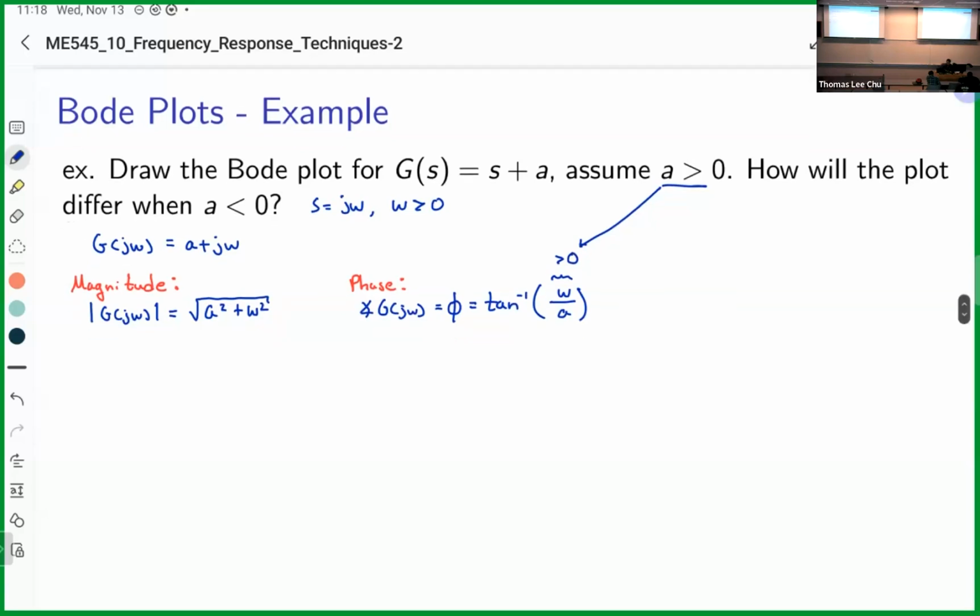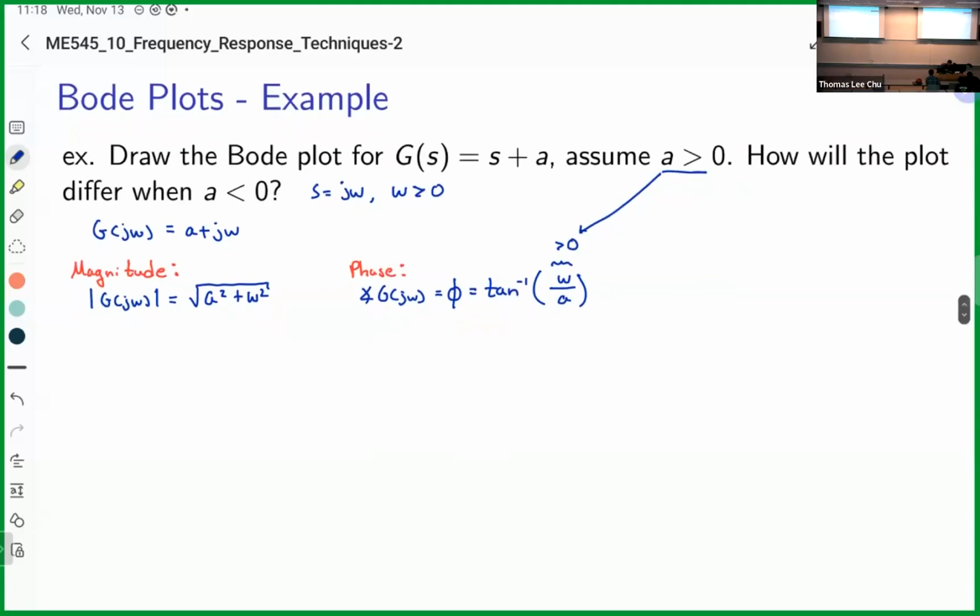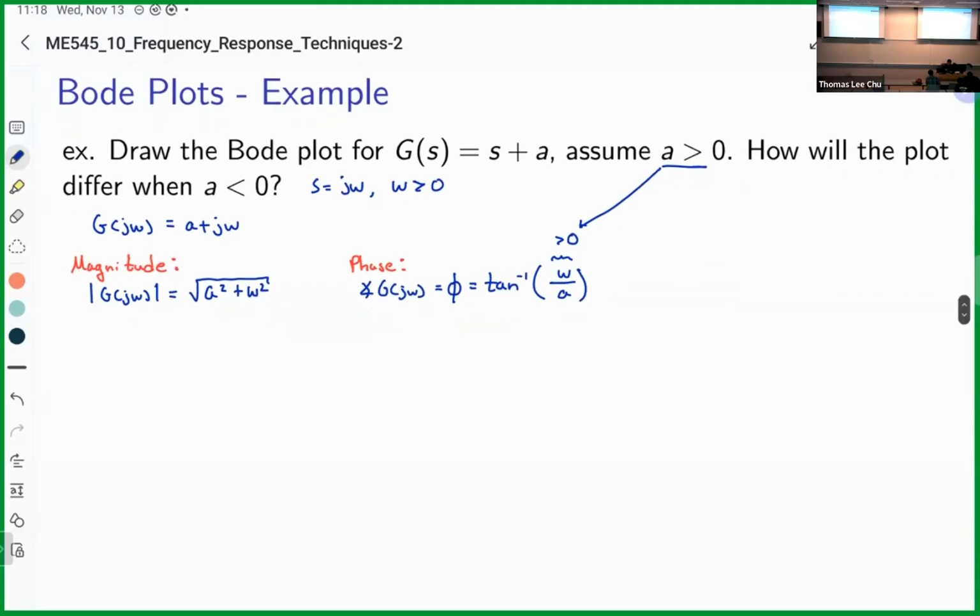So now we just plot it. We create a bunch of values and plot these as magnitude versus frequency and phase versus frequency. But there are some strategic points that we look at, and we will continue that tomorrow.